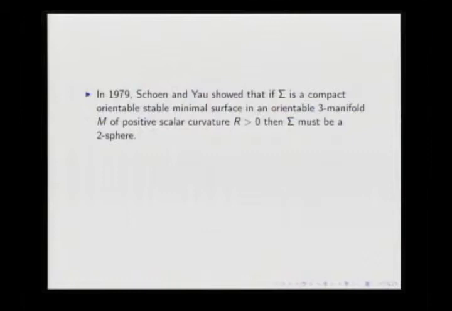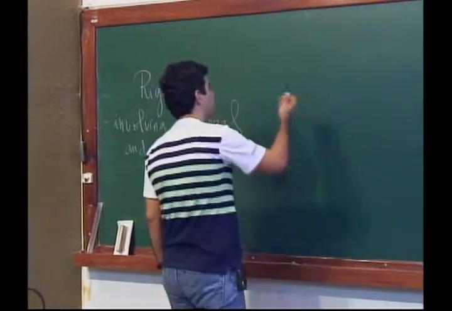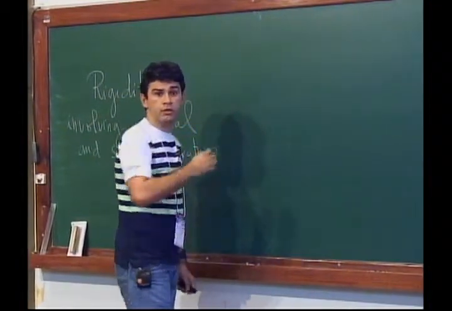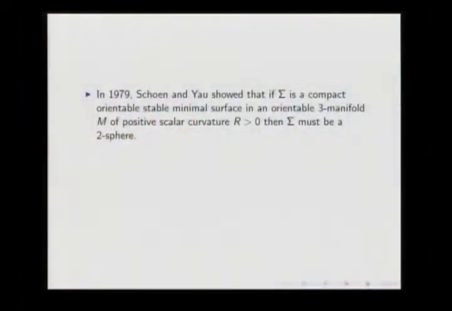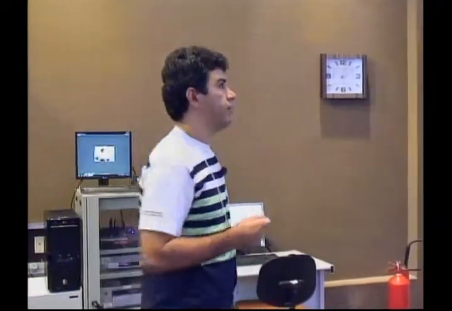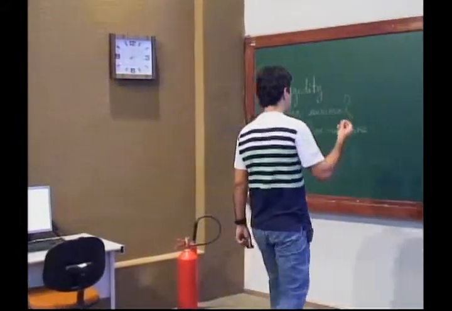To get this, it follows easily from the stability inequality. What is a stable minimal surface? It is a surface that has no negative second derivative of the area for all normal variations. Okay. Minimal is a critical point. Stable has second derivative non-negative. Okay.